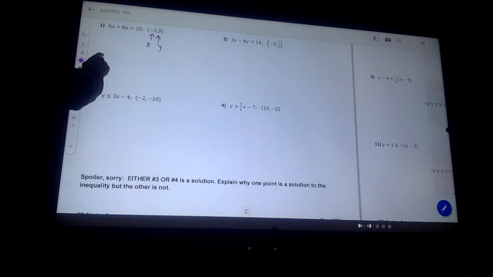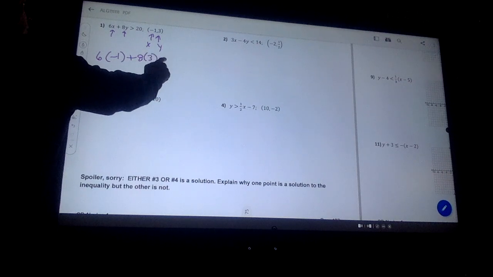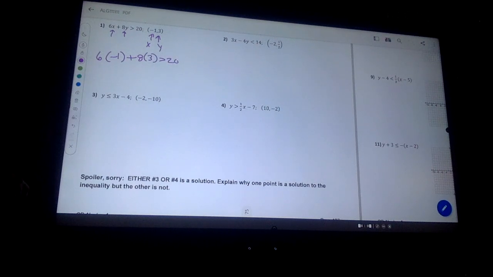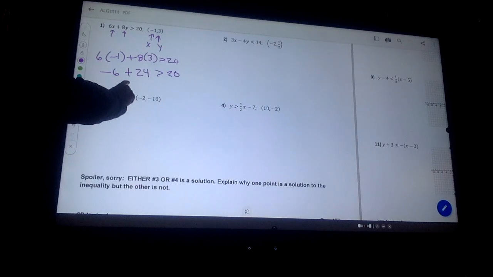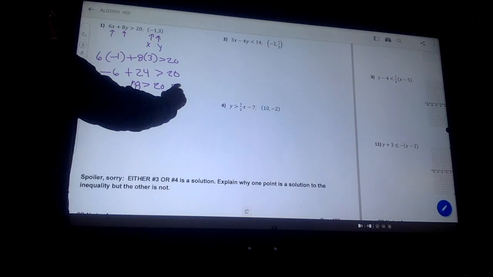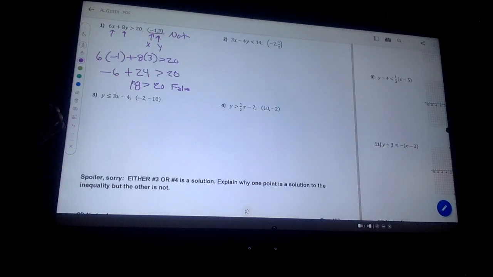We're going to replace the x and y value in our equation up above here and here. So I'm going to get 6 times negative 1 plus 8 times 3 is greater than 20. So we're seeing if this is a true statement or not. Okay, and this is just telling us if it does work. So 6 times negative 1 is negative 6 plus 24, because 8 times 3, is that greater than 20? Negative 6 plus that is going to give me 18. Is 18 greater than 20? This is false. So this is not a solution.